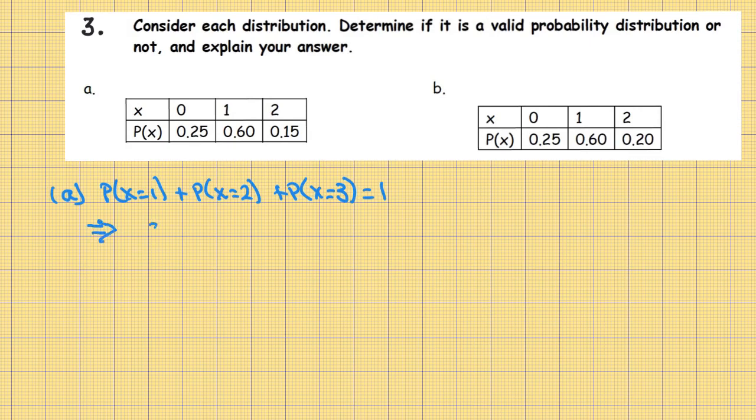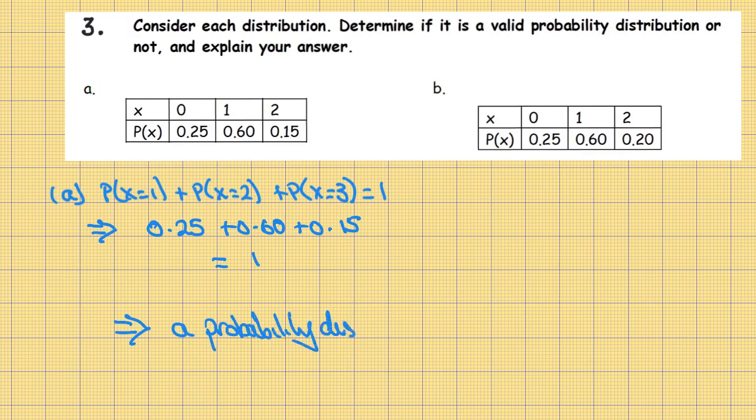Therefore, 0.25 plus 0.60 plus 0.15 equals 1. Therefore, a probability distribution.